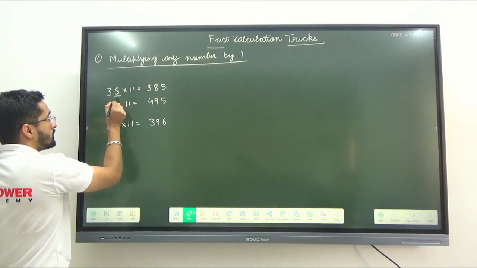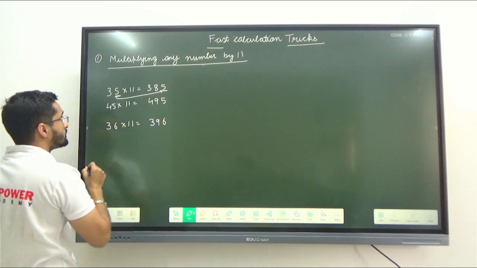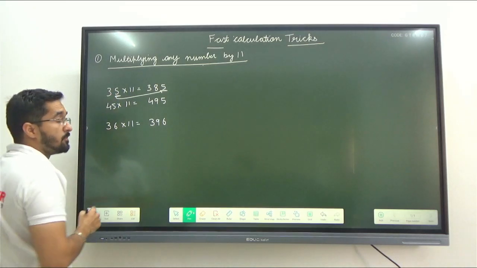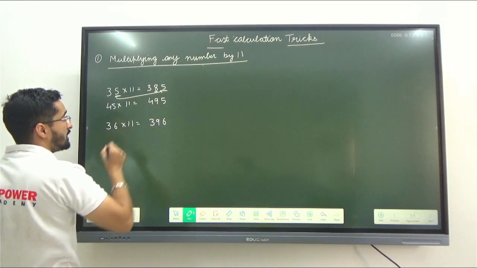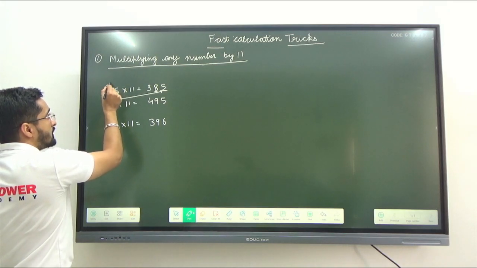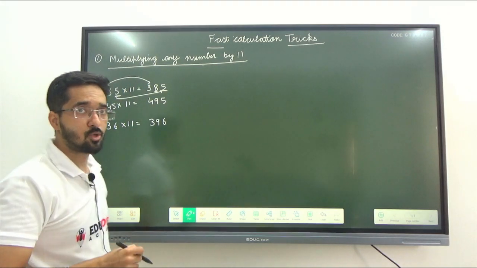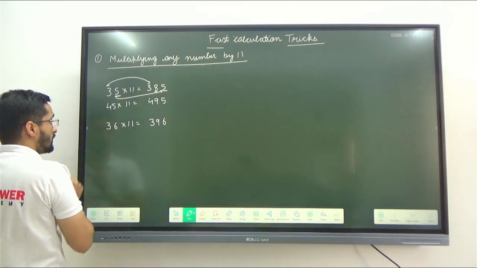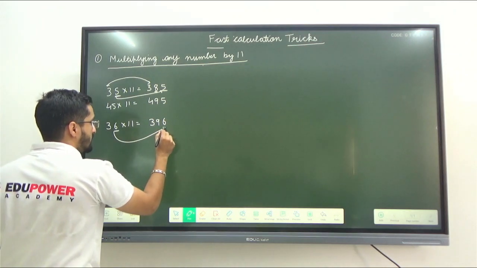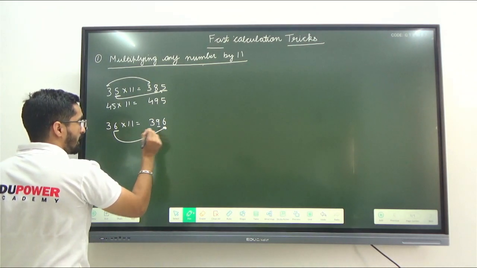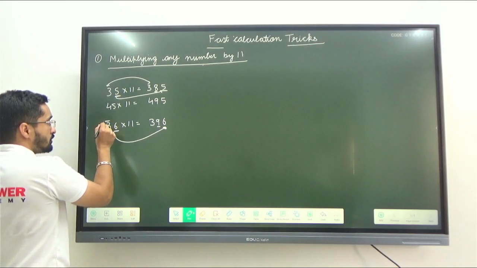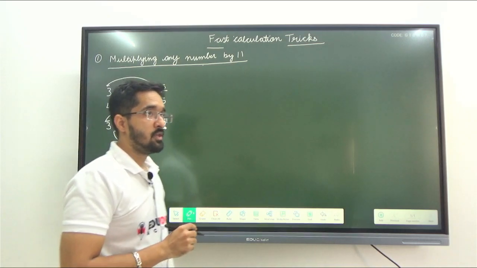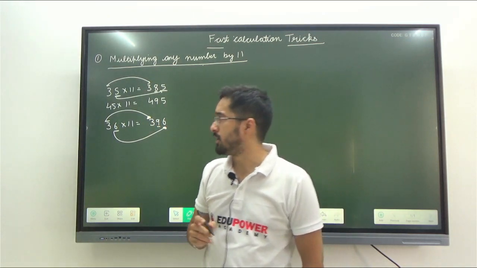5 we write as it is at the ones place. Then we add 3 and 5, 3 plus 5 becomes 8, we write 8 at the tens place, and then we write this 3 as it is here. So the answer comes out to be 385. Likewise, if I do 36 into 11, 6 I write as it is, 6 plus 3 is 9 I write in the middle, and 3 I write at this place. So this is how I find multiplication of any number by 11.